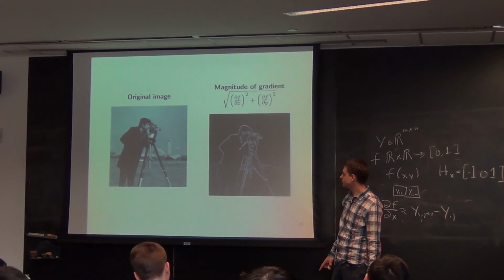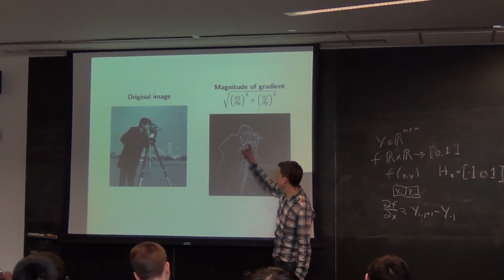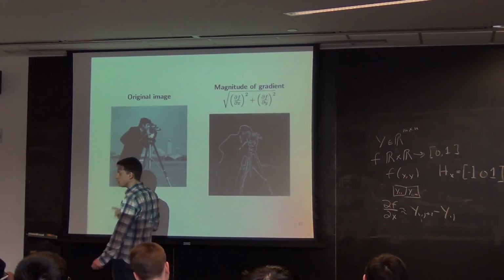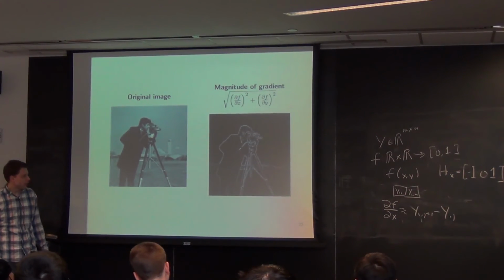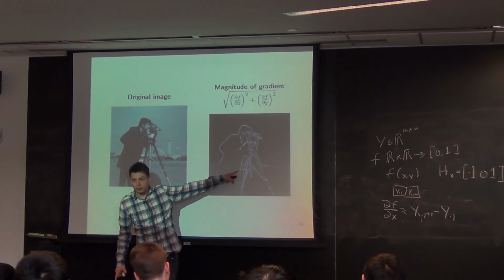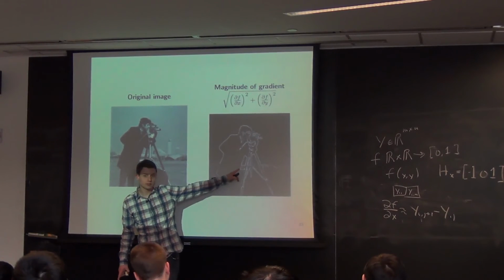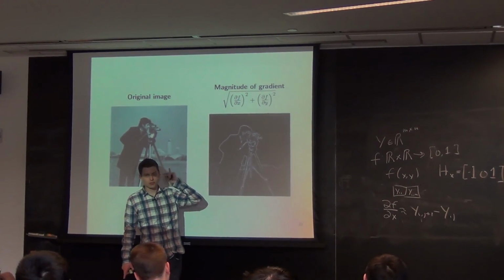And as you might imagine, this captures the edges in the picture, right? Whenever there's an edge in the original picture, you have a bright spot here. Where there isn't an edge, it's black. And if you just look at this picture, you really can get a lot of information out of it, right? You can tell what's going on here, even though there is much less information here than there is in the original image.